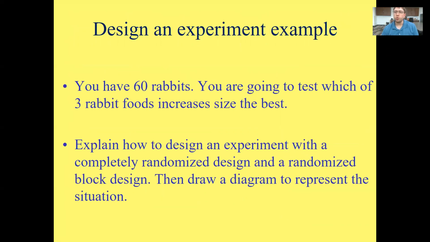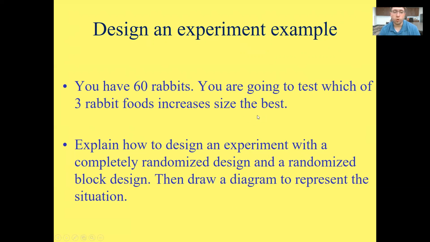There's 2 more examples in your notes. I'm just going to read through them, but if you were to actually design one yourself from a prompt, it would look something like this. Now that we've covered all the elements, could we put one together ourselves without having a prompt already? And the answer is, yeah, it's not too difficult. So I could give you something like this. You have 60 rabbits, and you're going to test which of the 3 rabbit foods increases size the best. So we would explain how to design an experiment with a completely randomized design, and then a completely randomized block design. So we're going to show both methods, and then draw the diagram to represent the situation.